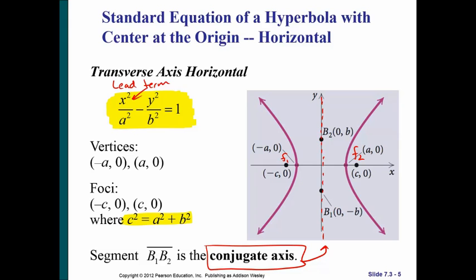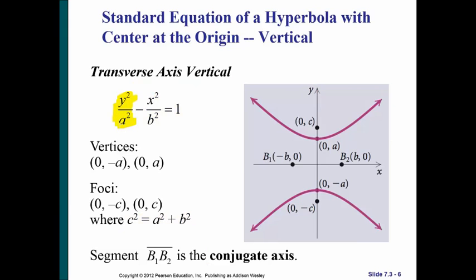If the lead term is the x squared, you have a hyperbola that opens left and right. If you have a lead term of y squared, your hyperbola opens up and down. So you can tell immediately from an equation whether the hyperbola opens up and down or whether it opens left and right just by looking at the lead term or the term that's positive.